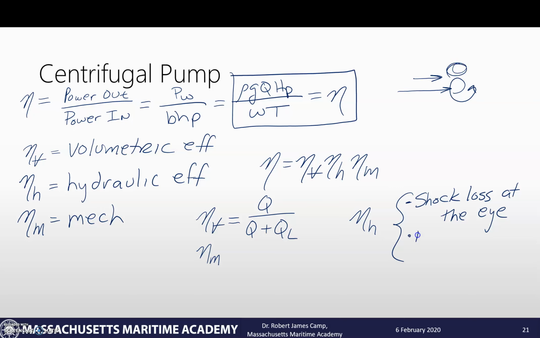The second one we have is friction loss in the blades. And so this is really just the hydrodynamic drag on the impeller blades, slowing things down.